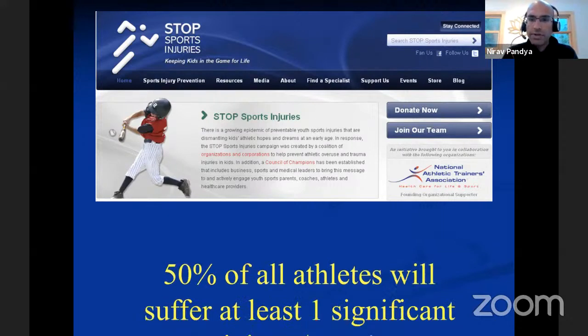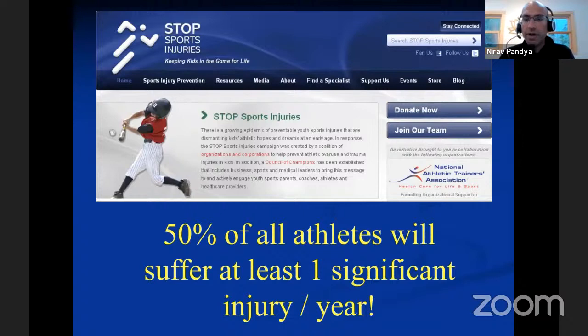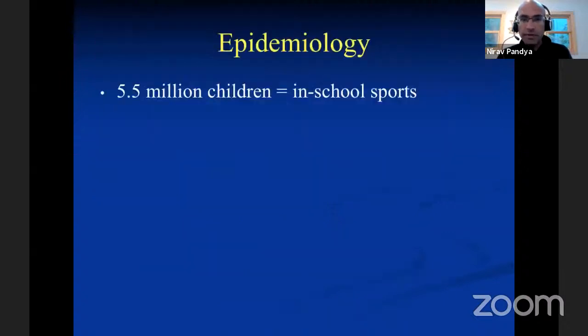But one of the things that they state on here is that 50% of all athletes will suffer at least one significant injury a year in the pediatric population. And the vast majority of that stems from some degree of overuse, whether that be the overuse injury itself or a traumatic injury that actually occurs due to overuse that has preceded it.